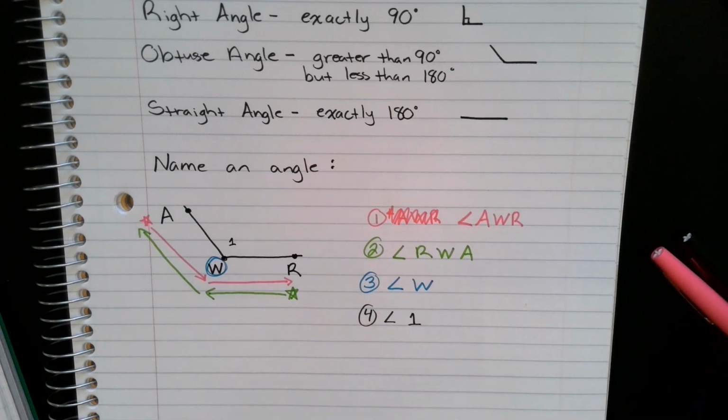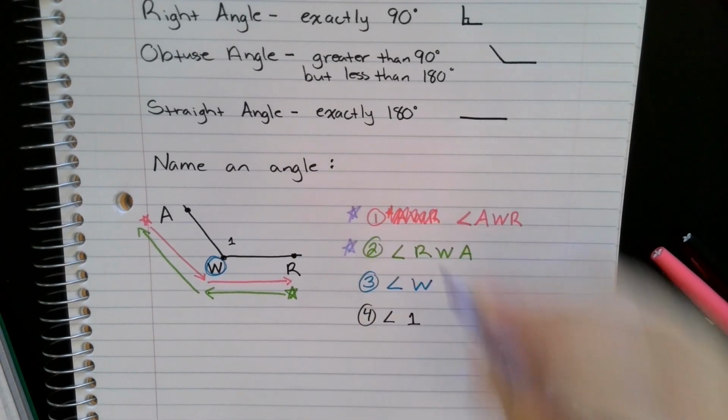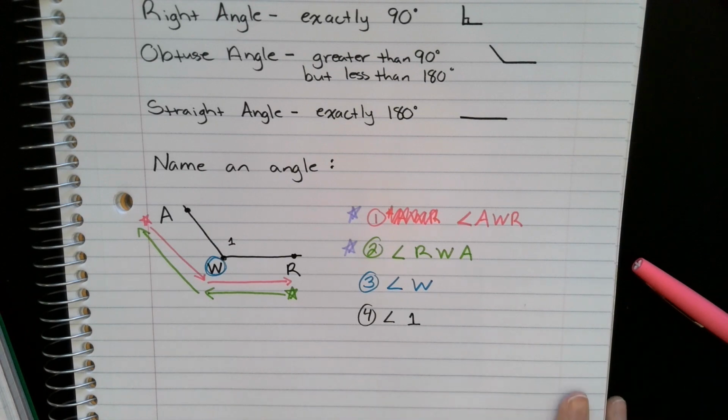So you want to focus mainly on 1 and 2. So angle AWR or angle RWA. Those are the better ways of naming your angle. All right. So those are just some quick reminders on how to name your angles.